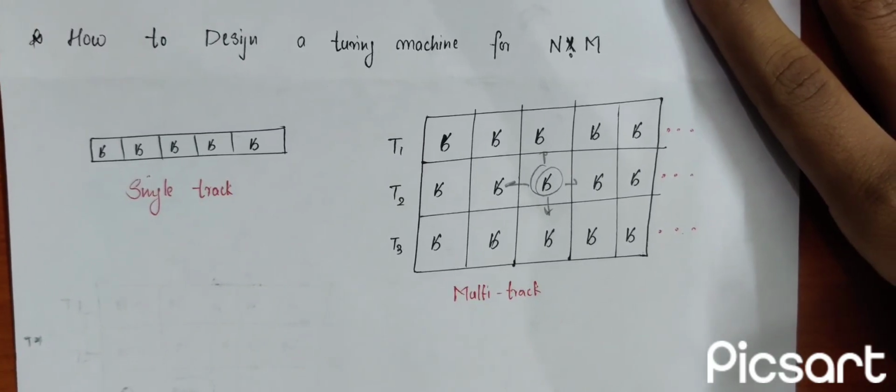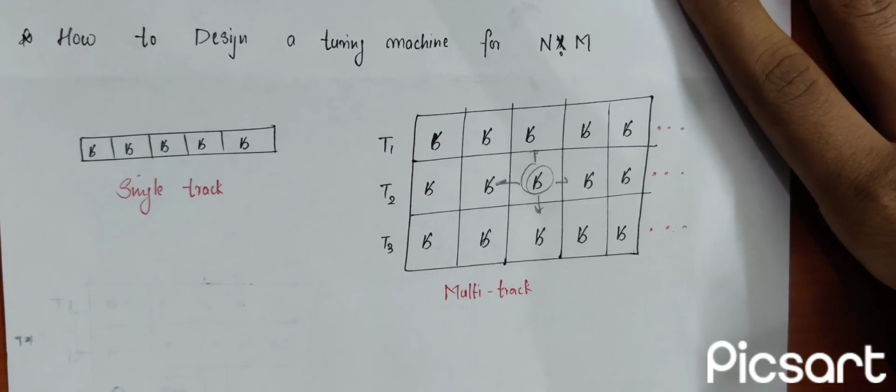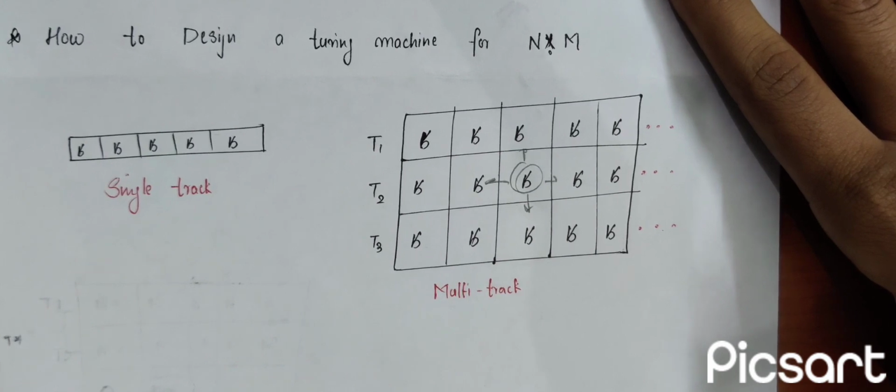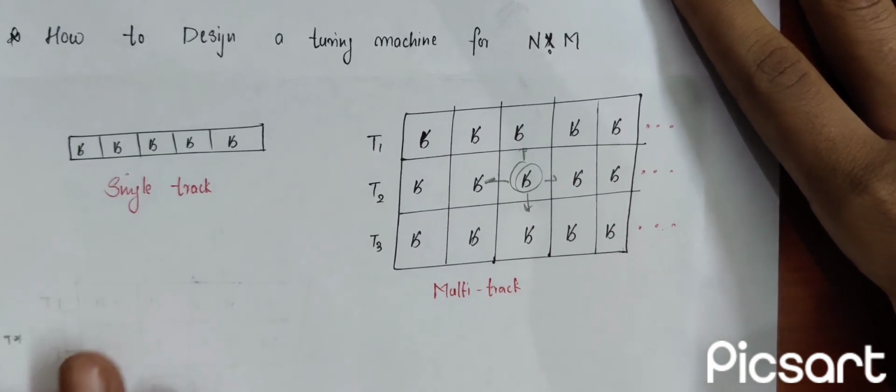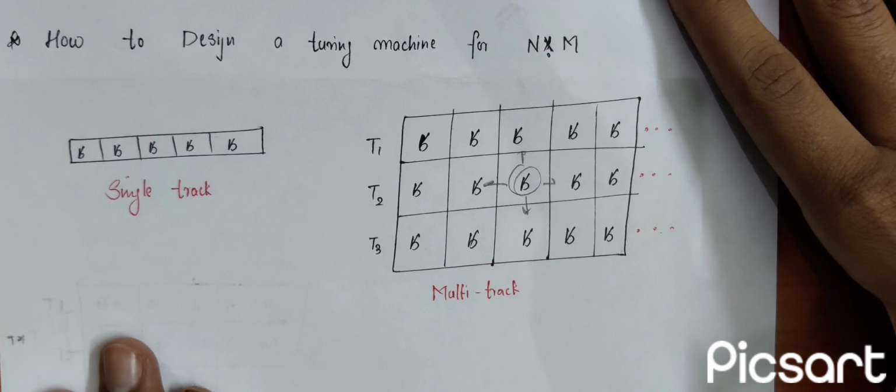This is Abhijit from CACN, and in this video we'll be learning how to design a Turing machine for N-crossing. Before getting into the designing part, let me tell you what a Turing machine is and what its types are.